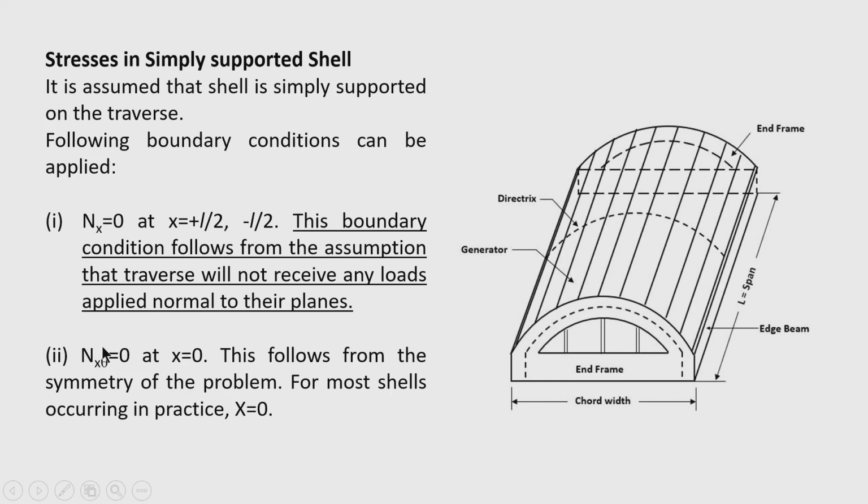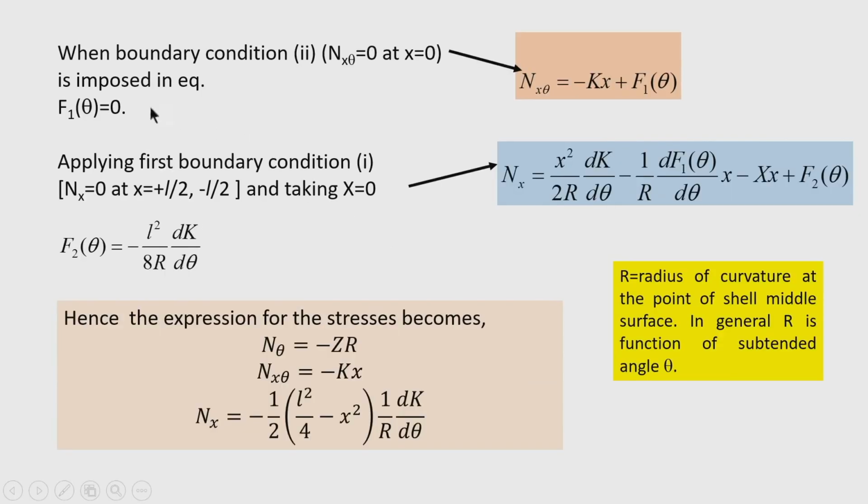The second boundary condition is N_xθ is 0 at x equal to 0, because x equal to 0 is the point of symmetry and there the shear force cannot exist. So, for most of the shells occurring in practice, the load along the x direction, the longitudinal direction, is also 0. So, therefore, we obtain the two constants of integration. One is N_xθ is 0 at x equal to 0, that means f_1(θ) equal to 0.